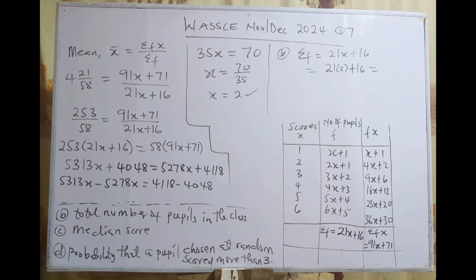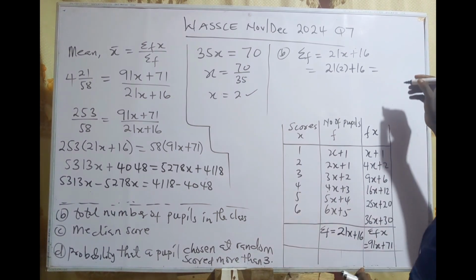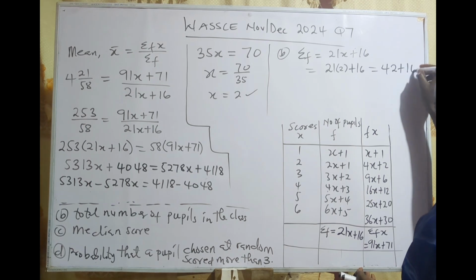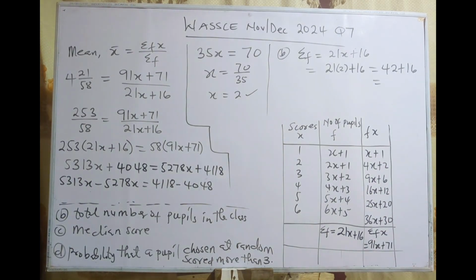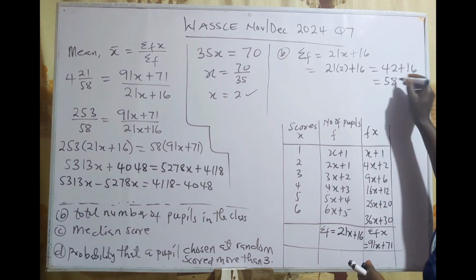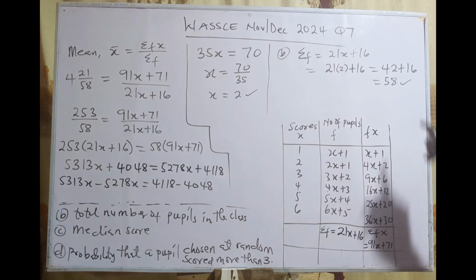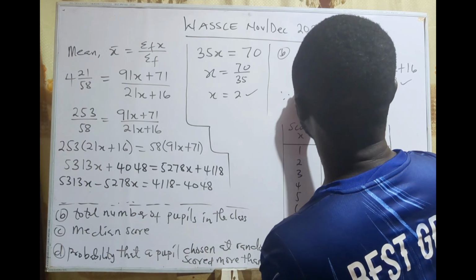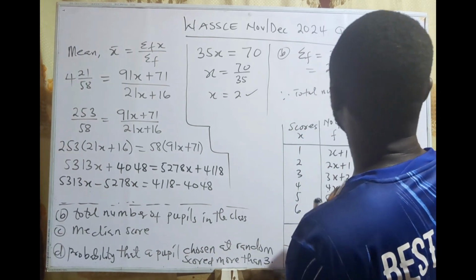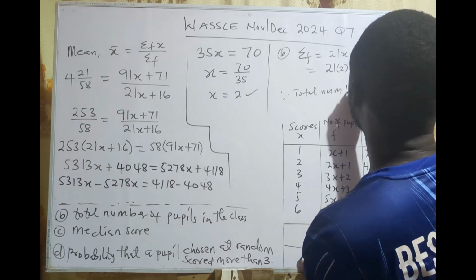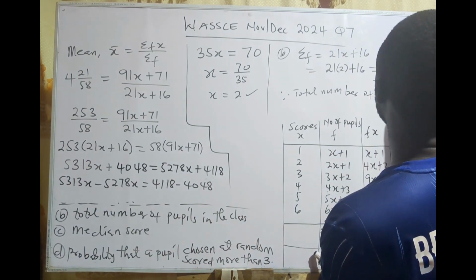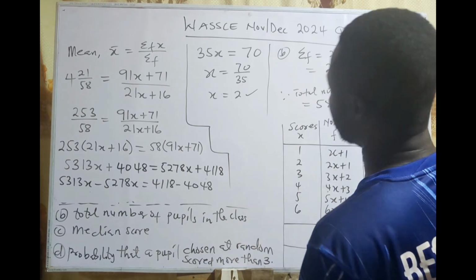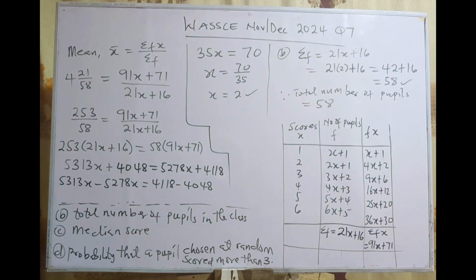So what is 21 times 2? That will give us 42 plus 16. And what will be 42 plus 16? That will be 58. Okay, so we can say that therefore the total number of people is equal to 58. So the total number of pupils in the class is 58. Is that okay?